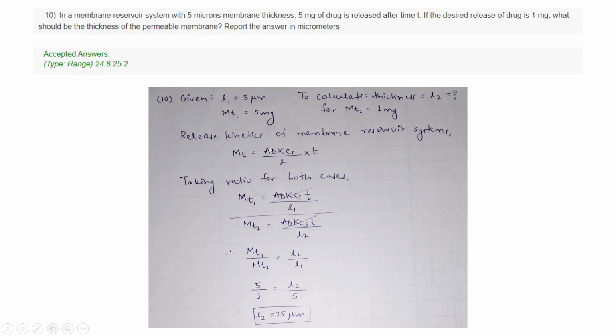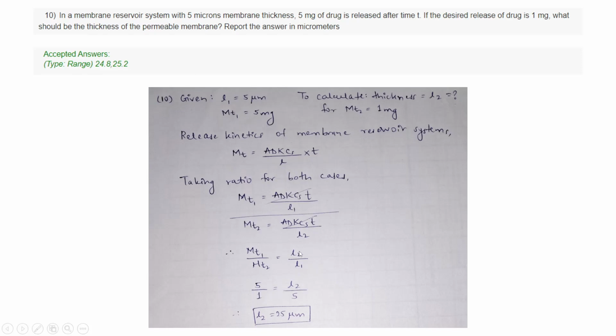A is the surface area, D is the diffusion coefficient, K is your partition coefficient, and Cs is the solubility of your drug in the membrane. We don't need to know these values. So what you can do is write two different expressions for two different cases, and just take the ratio of these two. If you do that, just put in the values.